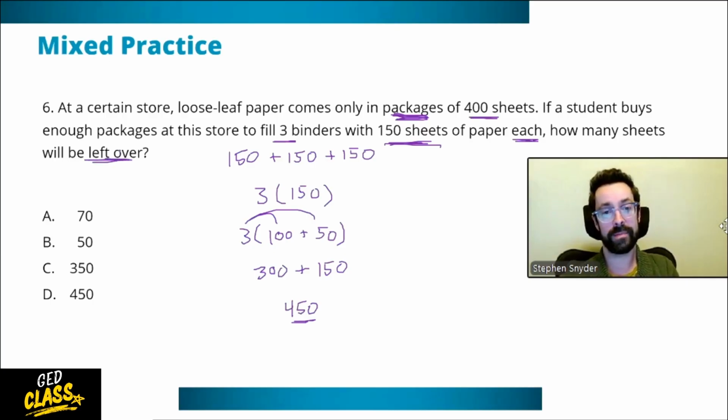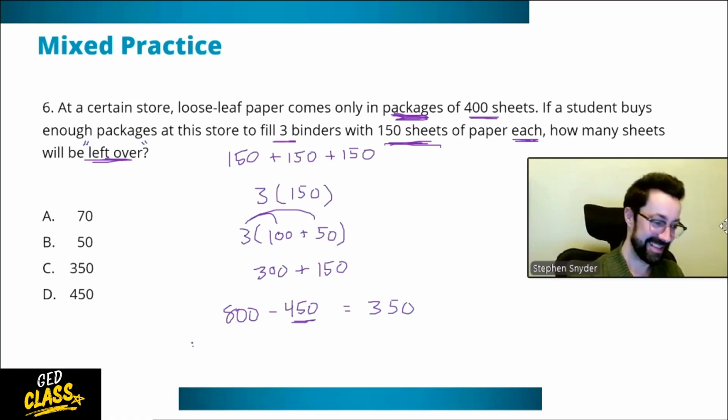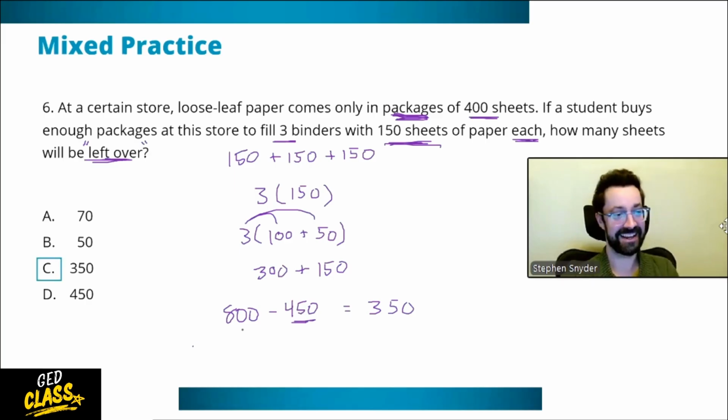We want to know how many are left over. Well, y'all, that's always going to mean subtraction. So we have 800. We're going to get rid of the 450 in the binders. And shaga boom, we got it. 800 minus 450 will be 350, or answer choice C. Dakshash, you got it.